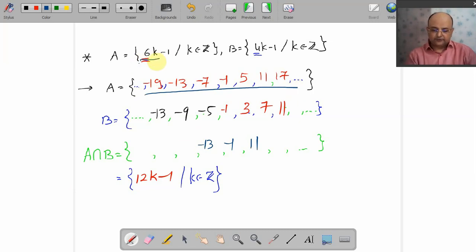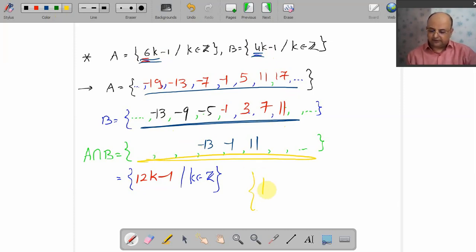Difference 6 means 6k, difference 4 means 4k. What is the difference here? 12. So I should write 12k. Is that clear? And put k equals to any real number, sorry, any integer. Suppose k equals to 0. If I let k equals to 0, then this will give me 0 minus 1. Is it there? Yes. So I write 12k minus 1. K equals to 1, so 12 minus 1 is 11. K equals to -1, that is -12 minus 1, that is -13.